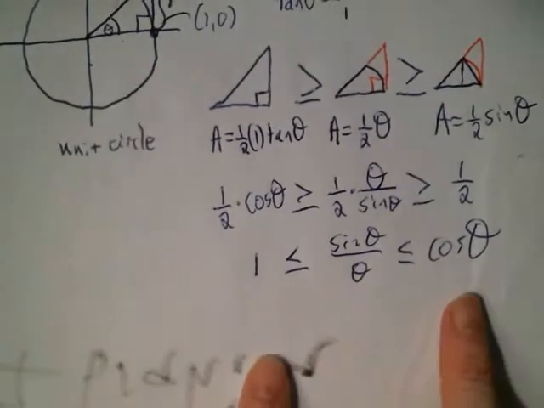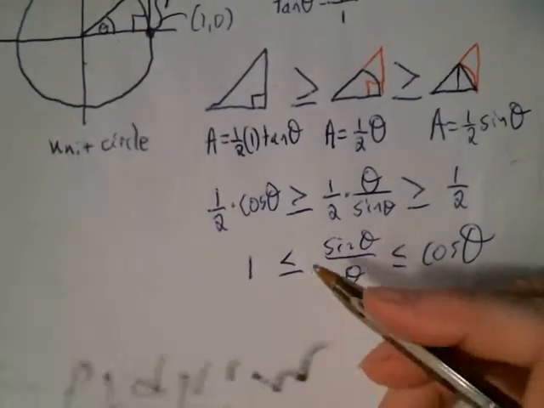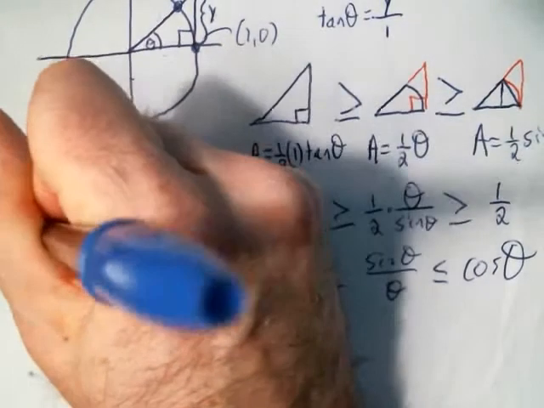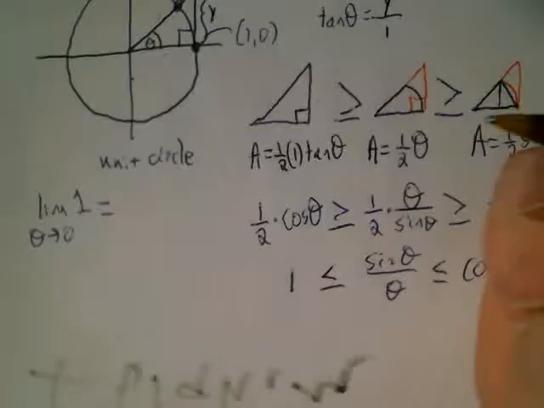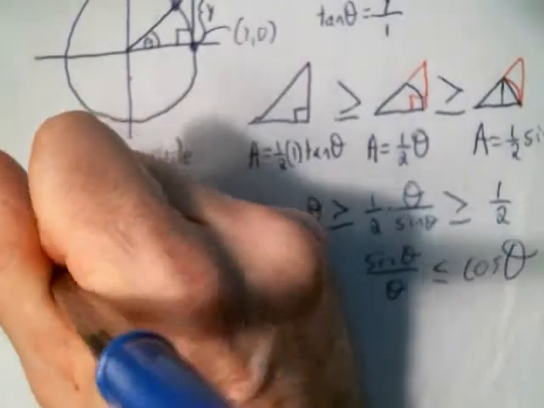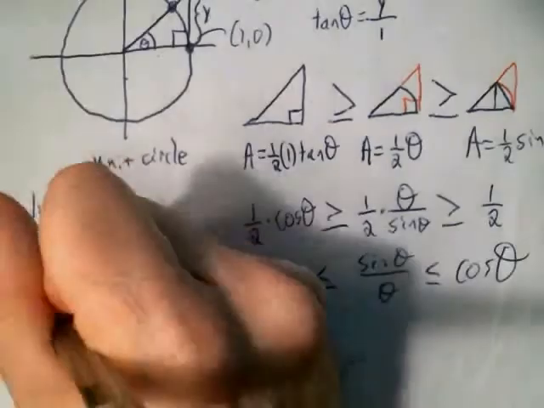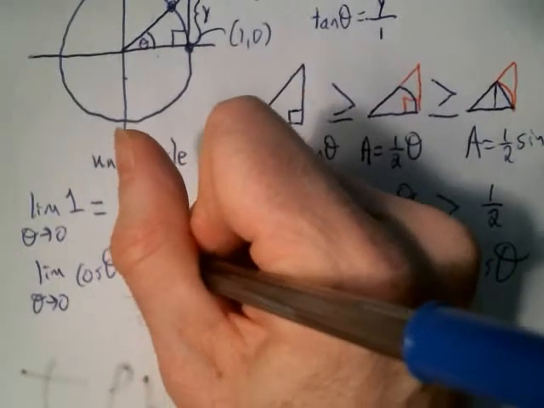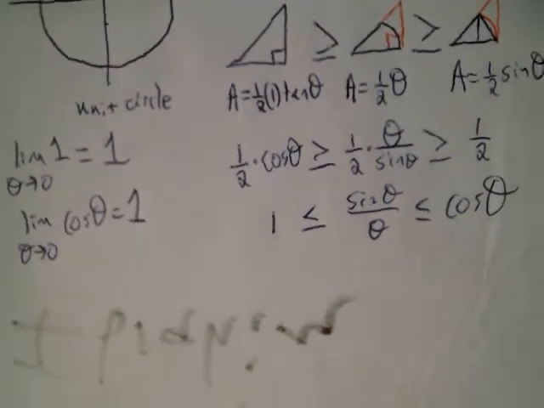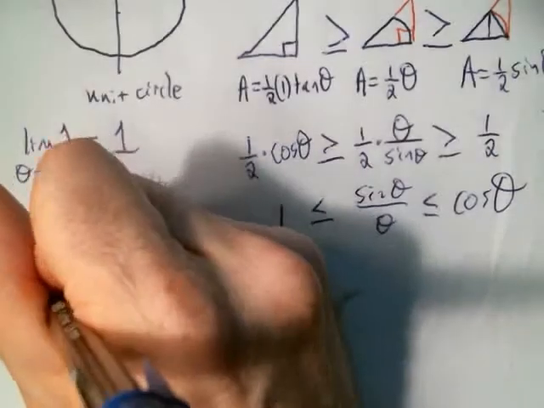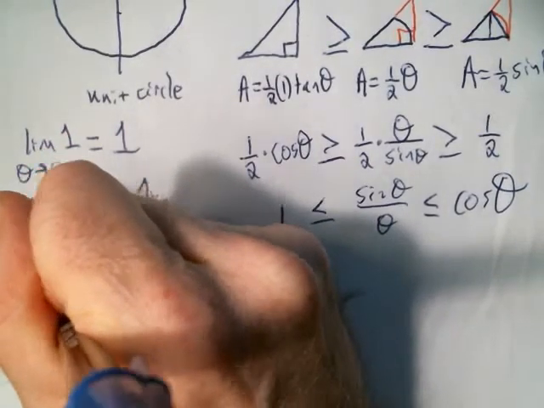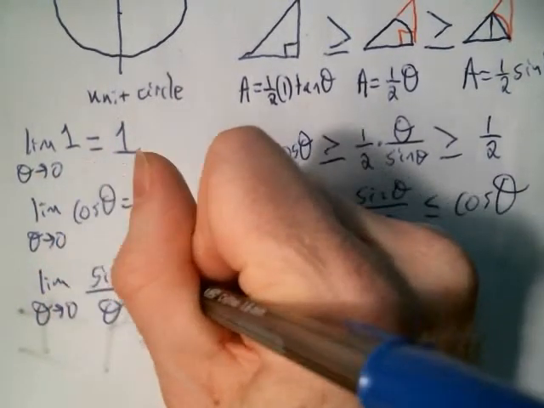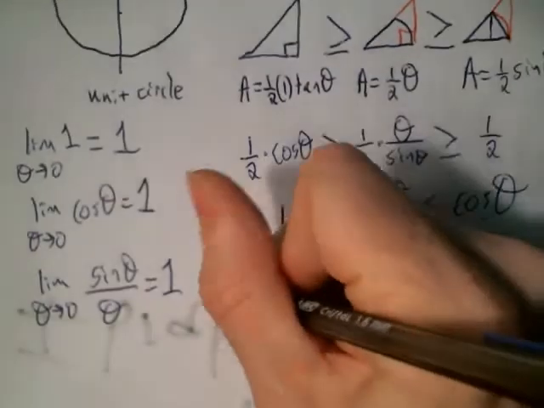We also have it wedged in between these two functions such that we can take the limit of these two things. So I note that the limit of 1 as theta goes to 0, that's just the limit of a constant, so you'll get 1. And then the limit as theta goes to 0 of cosine of theta, the other side, well, that's just 1 as well. So that forces the middle guy to be 1 as well. So the limit as theta goes to 0 of sine of theta all over theta is equal to 1 by the squeeze theorem.